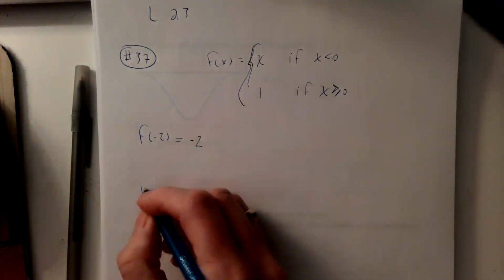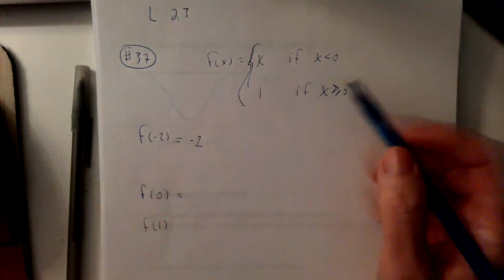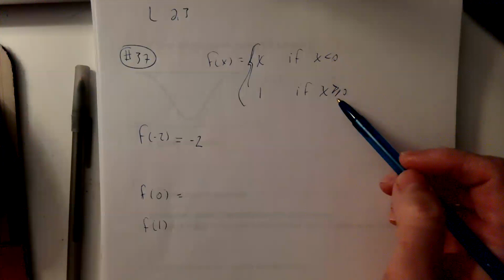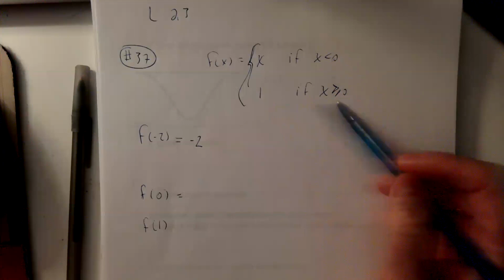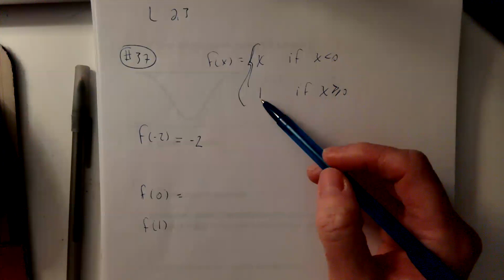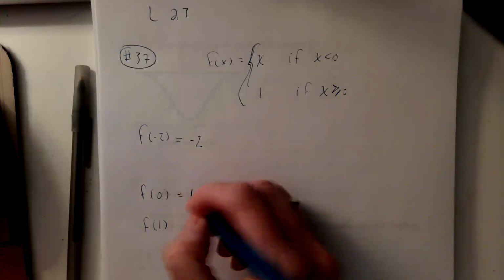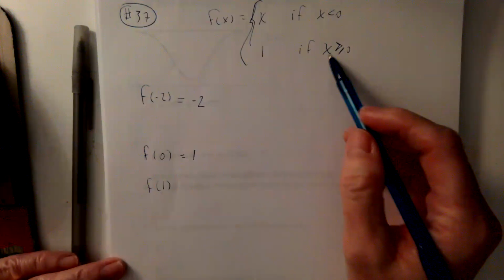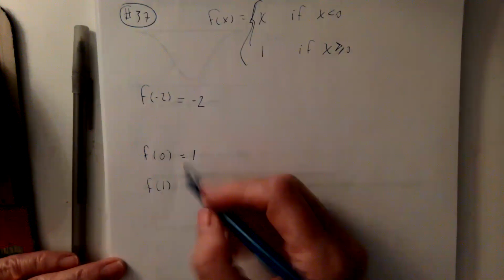f of 0, so we're going to go up to 0. This is x strictly less than 0. This is x greater than or equal to 0. So we're in this situation here, and so that means the output is just 1. And then the last one says f of 1. And that would also be the second case where x is greater than or equal to 0, and the output is 1.